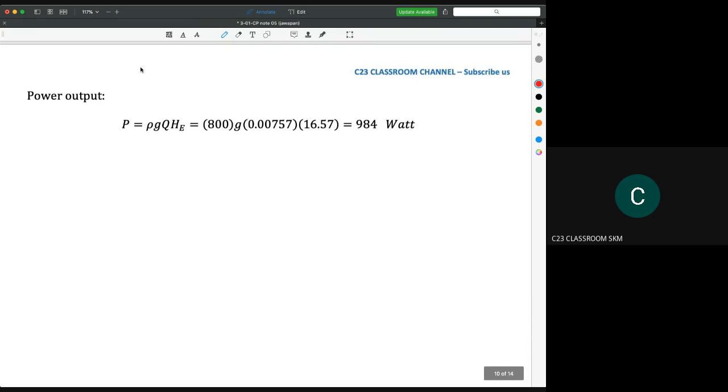And then we could calculate the power output. It is quite simple because the equation for power is rho g Q H. Because we don't have so much information, it is okay for us to substitute the value of HE, which is the Euler head, the theoretical head, or the maximum head that can be produced by that pump. If we substitute in the equation, it is equal to 984 watts.